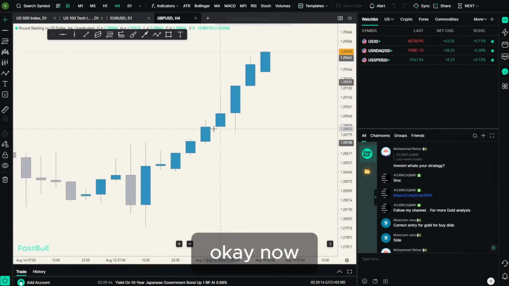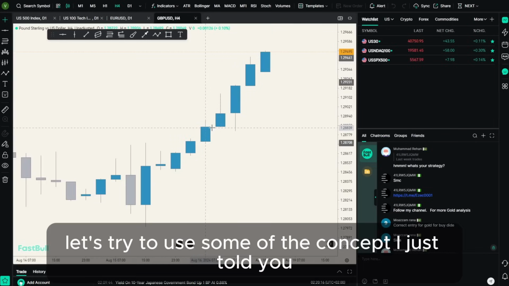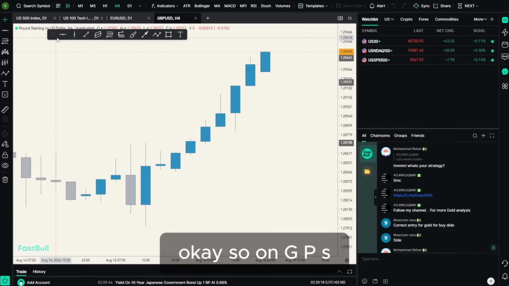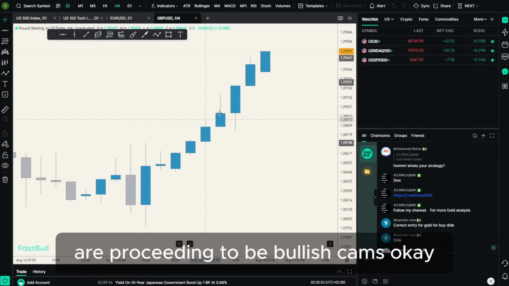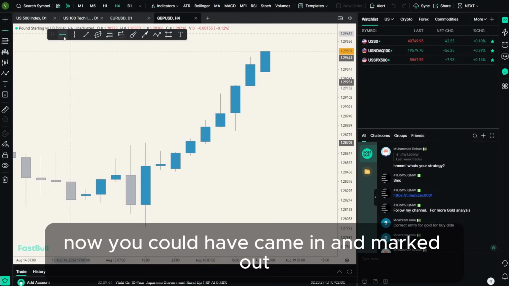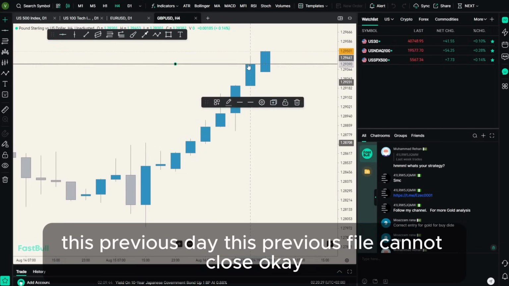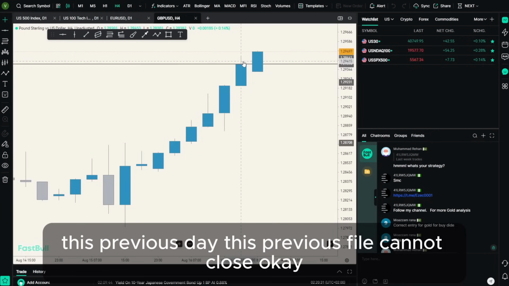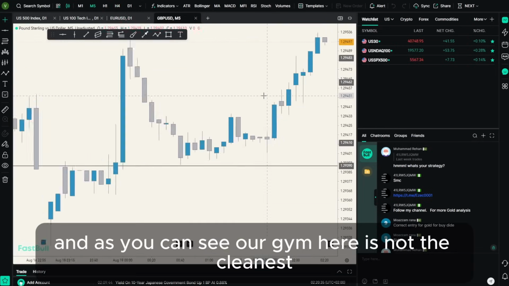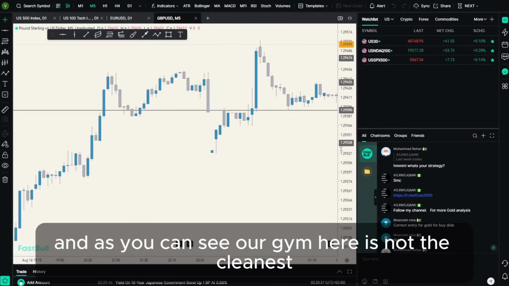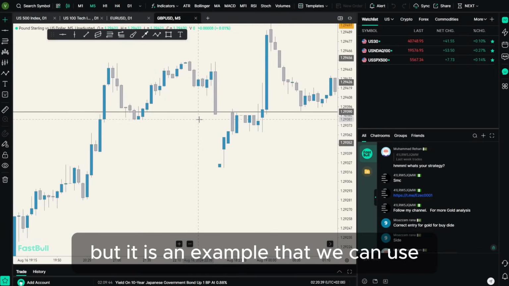Now, let's try to use some of the concepts I just taught you. So on GBPUSD on the 4-hour time frame, as you can see, all of these days are proceeding to be bullish candles. Now you could have come in and marked out this previous 4-hour candle close. Go on to your lower time frame, and as you can see right here, it is not the cleanest, but it is an example that we can use.